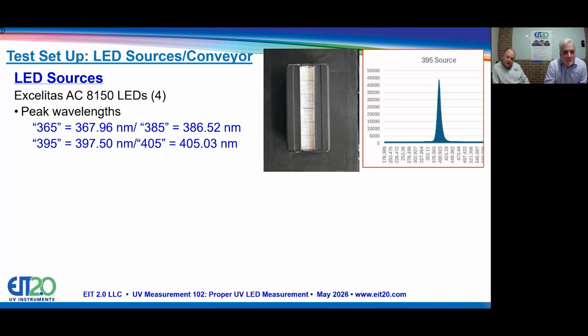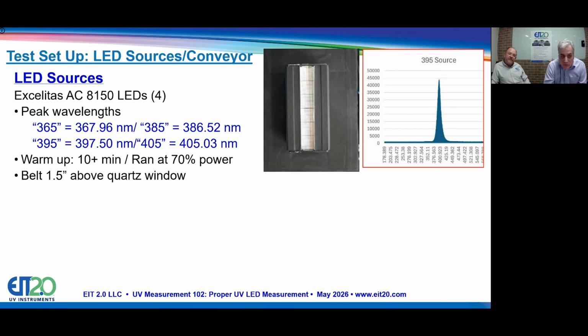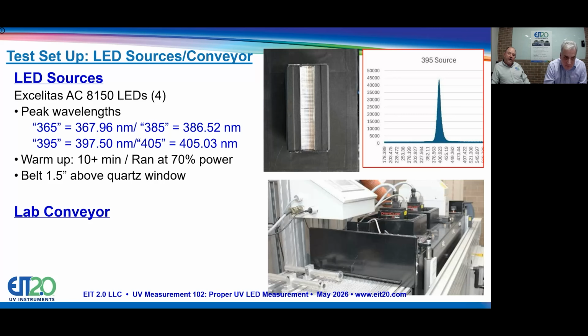The LED sources that we used were very close to the center. You can see the 365 was at almost 368. The 385 was a nanometer and a half off, same with 395, and 405 was pretty much right on. So we measured these with a spectroradiometer. We let the LEDs warm up. We ran them not at full power, but at 70% power, 1.5 inches above the coarse window.